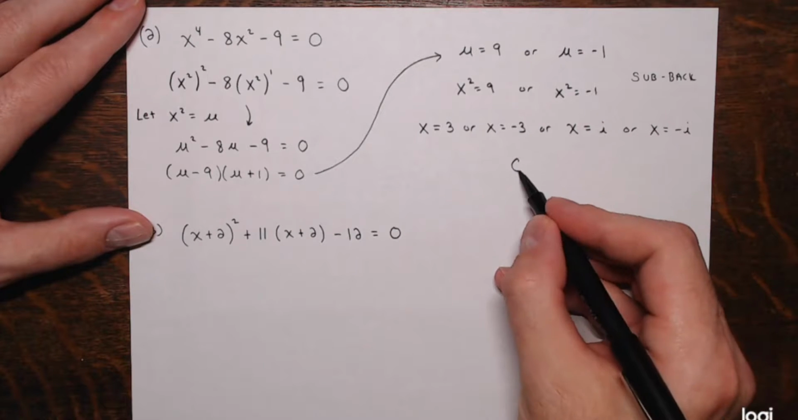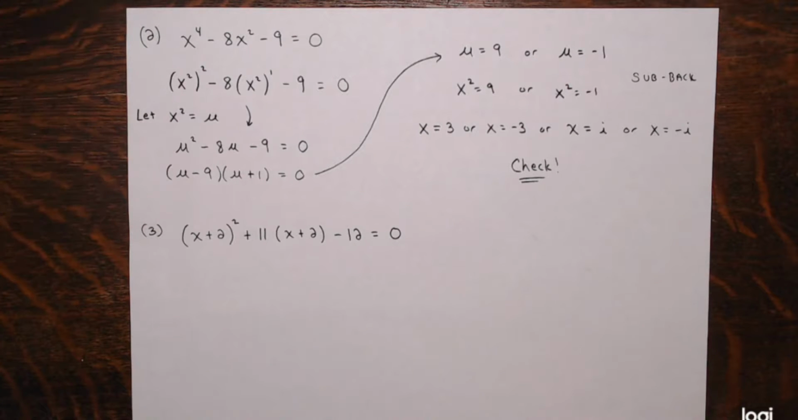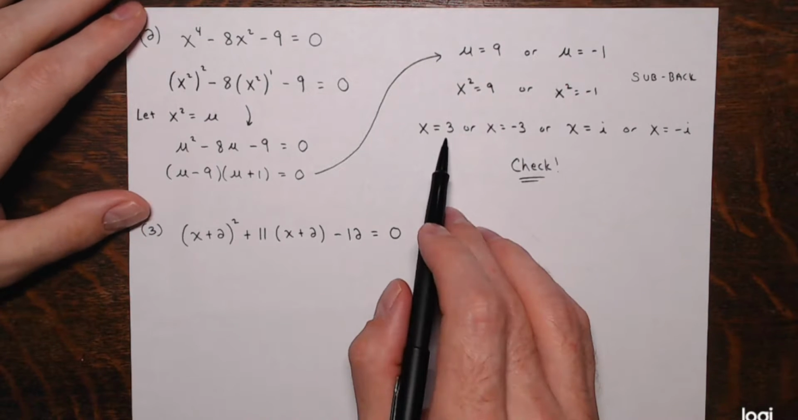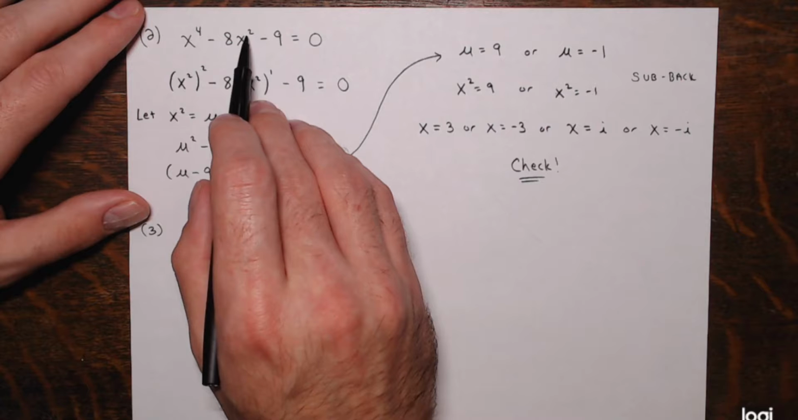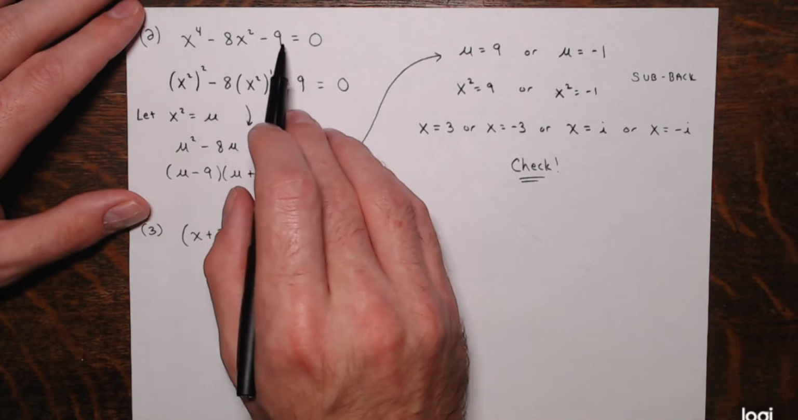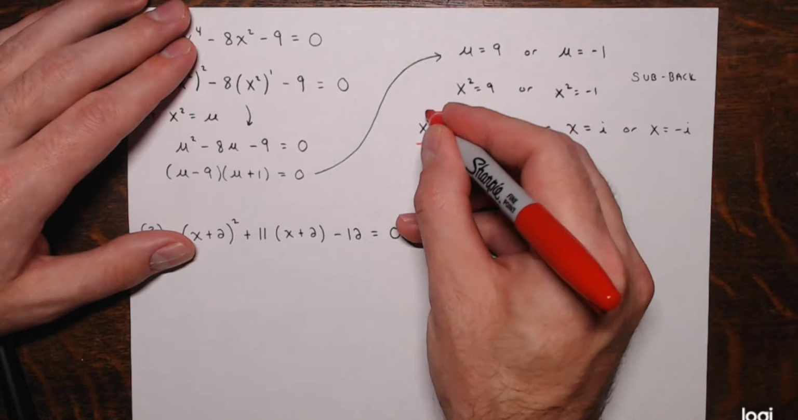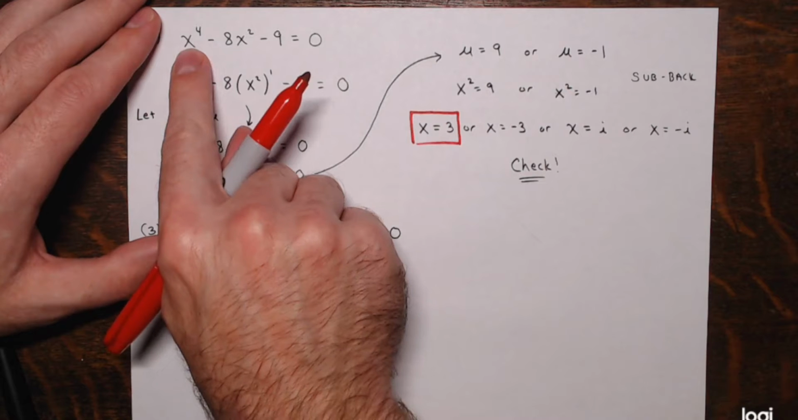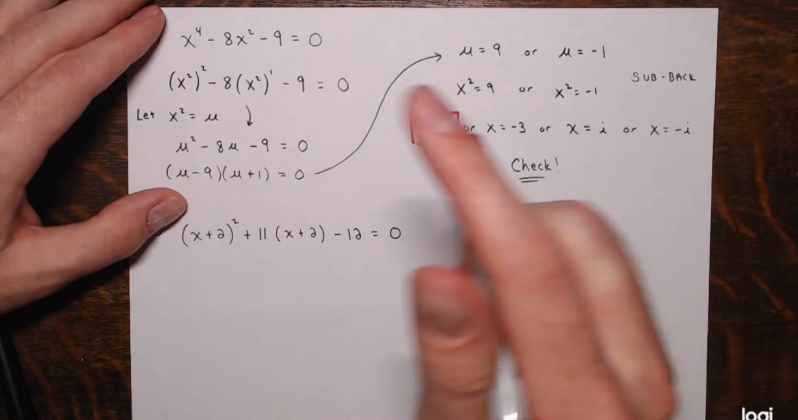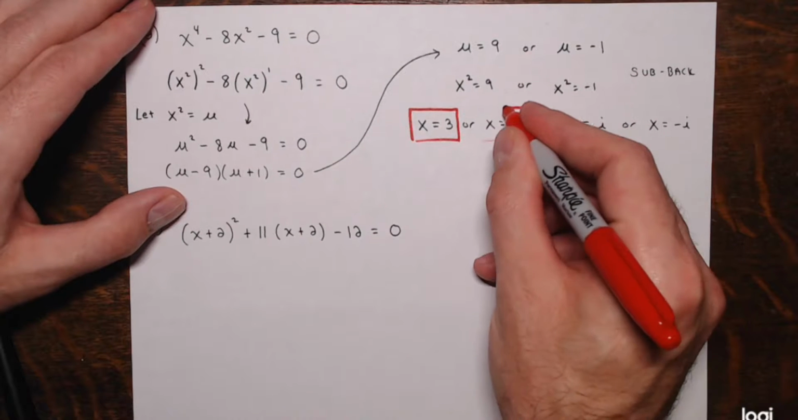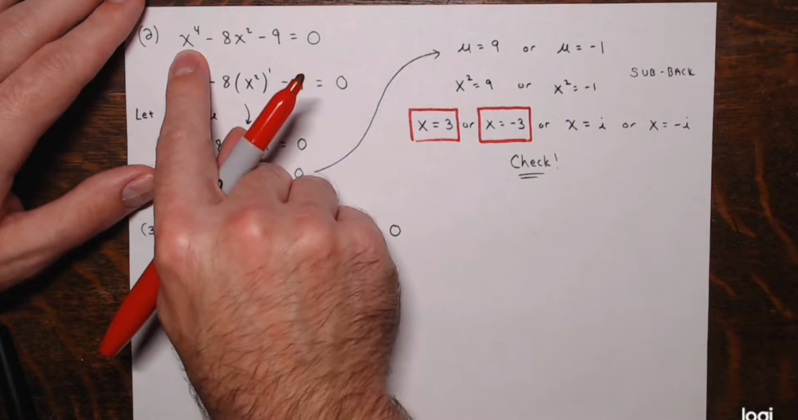And then, as always, don't forget to check these solutions. Now, these ones I'm just going to do mentally, like say them out loud. When you plug in 3, 3 to the fourth is 81. 3 squared is 9. 9 times 8 is 72. 81 minus 72 is 9. 9 minus 9 is 0, right? So 3 works. Sorry that was quick, but the same thing would go with negative 3, because negative 3 to the fourth is still positive 81, and negative 3 squared is still 9, and you'd get all the same stuff that you got when you plugged in positive 3. So negative 3 works, and i should work too. Remember, i to the fourth is 1.